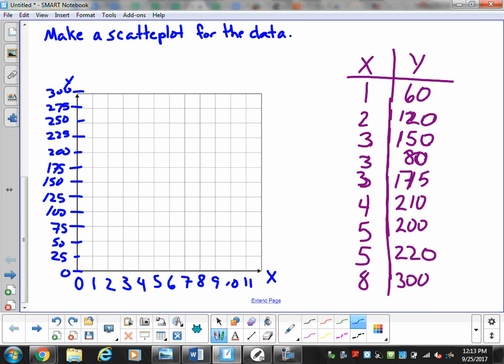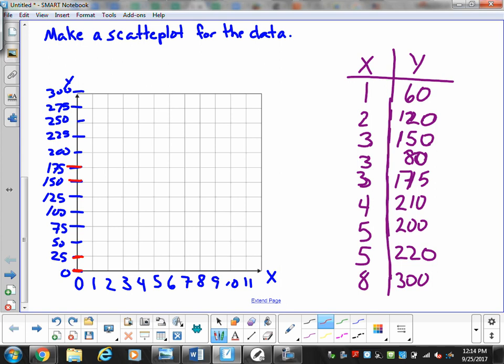So you want to make your lines, they all need to be the same distance. Notice I went from here to here is 25 units. From here to here is 25 units. Every space is 25 units going up the side. Across the bottom, every space is 1 unit. And so I don't want to do like from 0 to 60 and then the next line is 120 and the next line is 150, because then where does 80 go? And so you've got to make some sense of that. It needs to look like you know what you're talking about on there. All right, so let's plot some points.